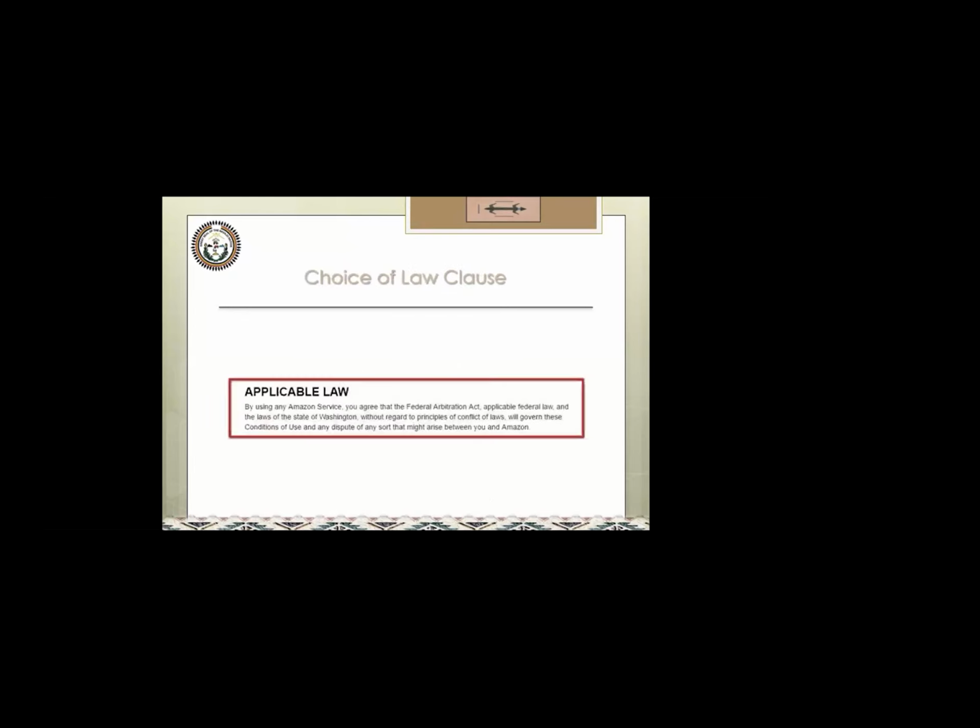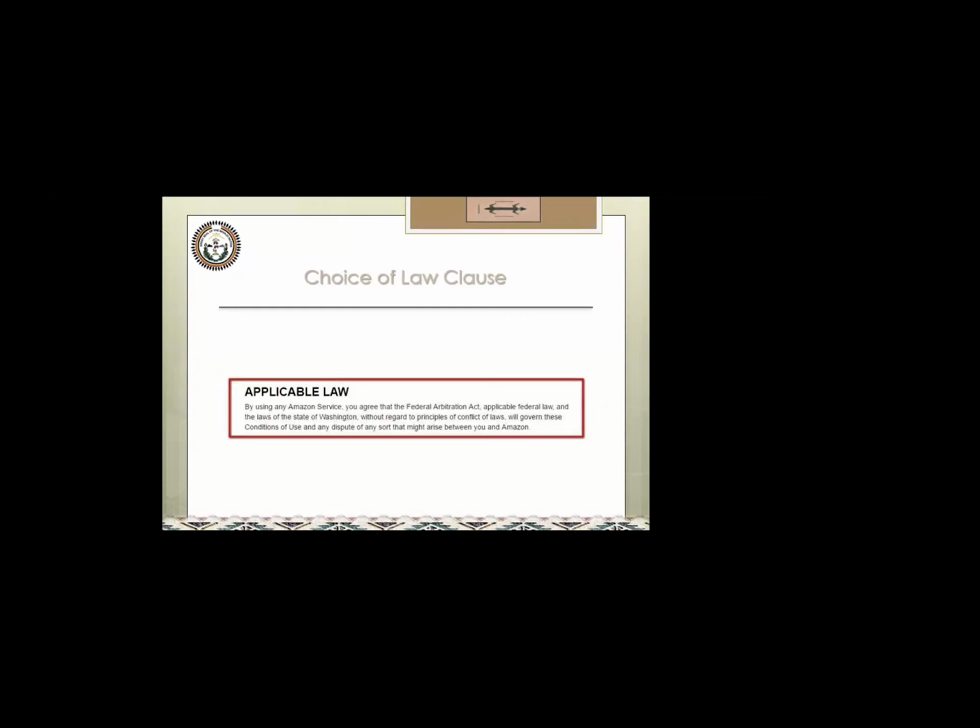See that? The title always comes into play. Choice of law clause. Here's what you're going to see with this. By using it, this is Amazon, by the way. By using any Amazon service, you agree that the Federal Arbitration Act, applicable federal law, and the laws of the state of Washington, without regard to principles of conflicts of laws, will govern these conditions of use and any dispute of any sort that might arise between you and Amazon.